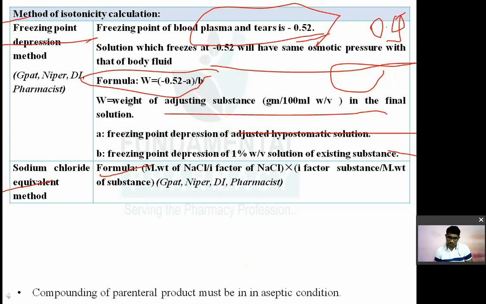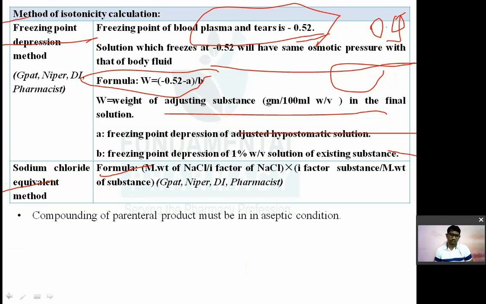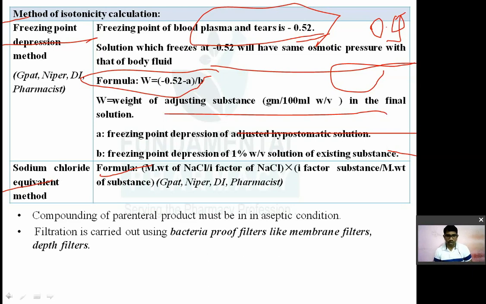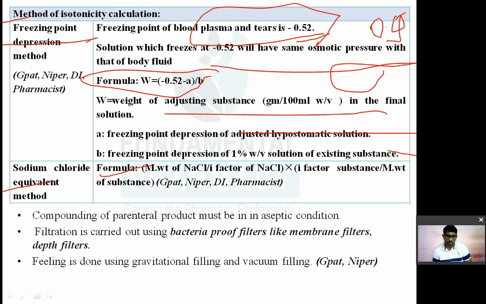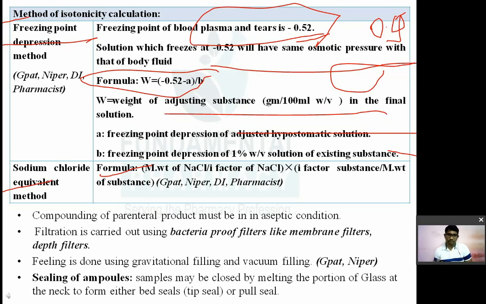Now, compounding for parenteral product must be in aseptic condition. Filtration is carried out by using bacteria-proof filters like membrane filters and depth filters. They are bacteria-proof. Filling is done by using gravitational filling or vacuum filling in the parenterals. Sealing of ampoules: there are two methods, tip seal and pull seal method. Ampoules may be closed by melting the portion of glass at the neck to form either tip seal or pull seal.